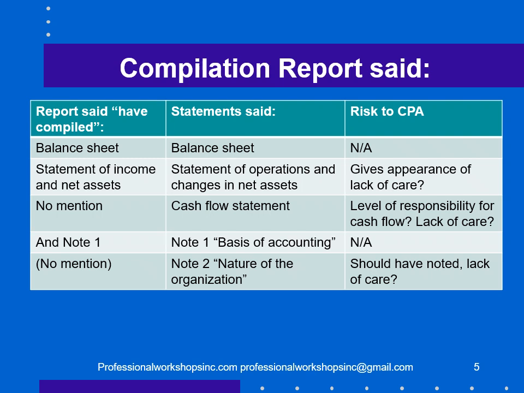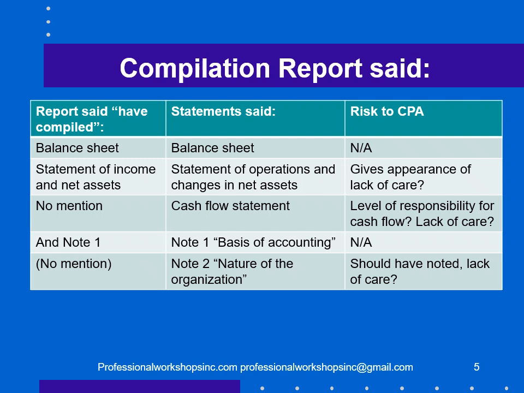Well, the report said balance sheet, the statement said balance sheet, so that's fine. The report said statement of income and net assets, the statements had a different title. At very least, that gives the appearance of lack of care. Now, there's no mention of the cash flow statement, so lack of care at least, but it leaves open the question. We haven't said that we just compiled the cash flow statement and we take no responsibility for it. So have we accepted a higher level of responsibility for the cash flow statement? Why did we do a cash flow statement? Adds risk to the CPA.